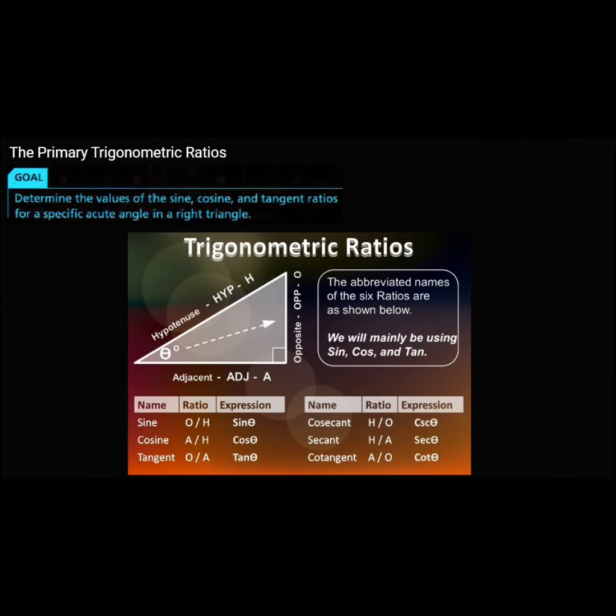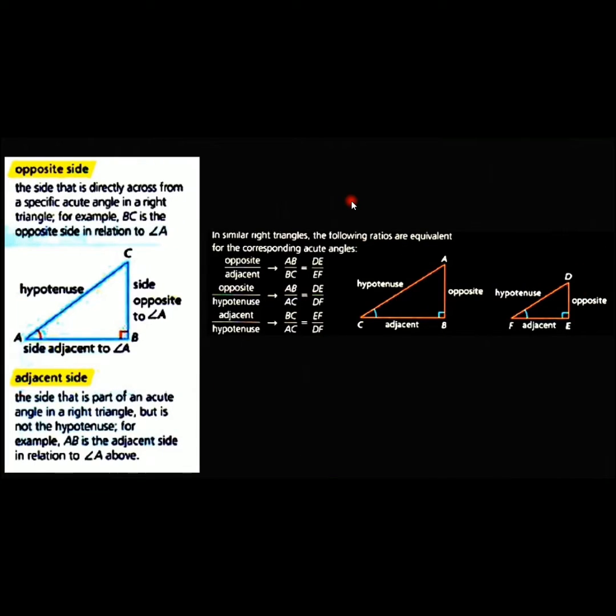In this video, I'm going to talk about the primary trigonometric ratios. The goal is to determine the value of the sine, cosine, and tangent ratio for a specific acute angle in a right triangle. Before we talk about trigonometric ratios, let's look at two important concepts: the opposite side and the adjacent side. This is the right triangle.